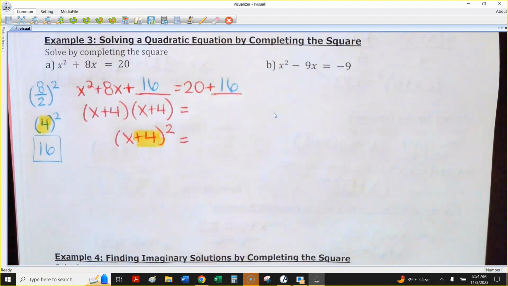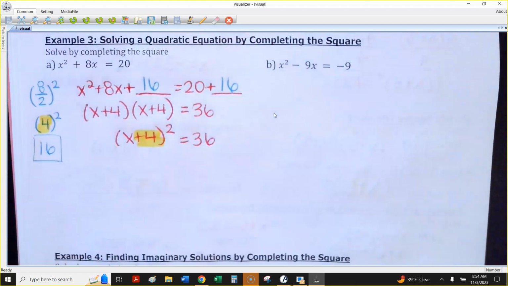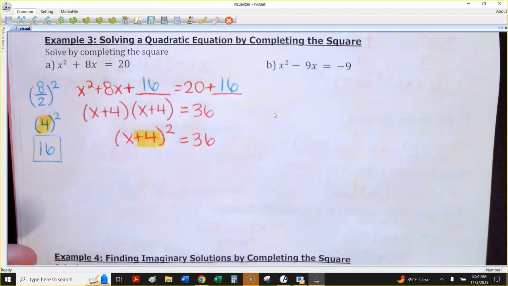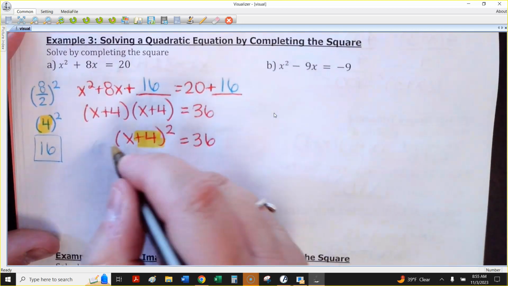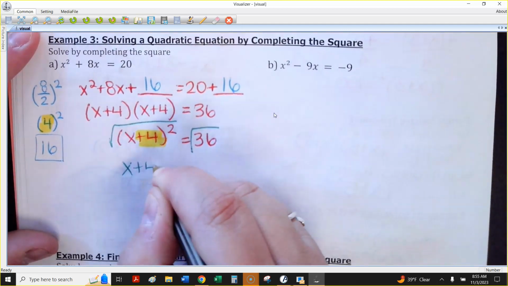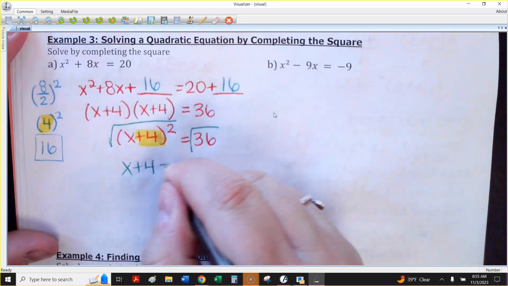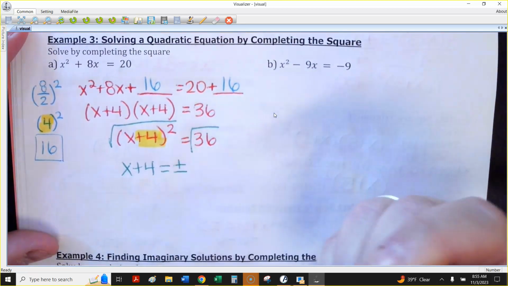Now, the other side, we're literally just adding numbers together. So 20 and 16 is 36. And this is super nice for us because once I get that set of parentheses, that's what we want. We're just going to get rid of it by taking a square root. Now, on the left side, I just get x plus 4. And you've got to remember, we put the square root into the problem, so I have to have my plus and minus. What's your square root of 36 going to give you?